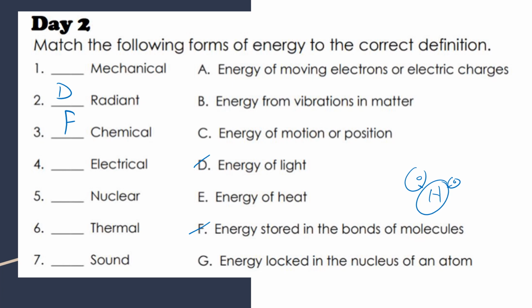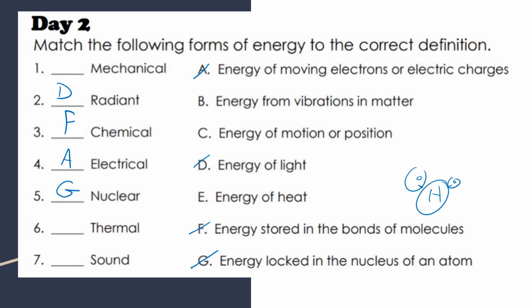We'll just keep talking about atoms here. We have energy locked in the nucleus of an atom. The word nuclear looks like the word nucleus, and so that's how we got that name for that kind of energy. Basically, if you pop an atom open and release the energy in the nucleus, you can have a great amount of power unleashed. Electrical energy is going to be A. It comes from the word electrons or electric charges.